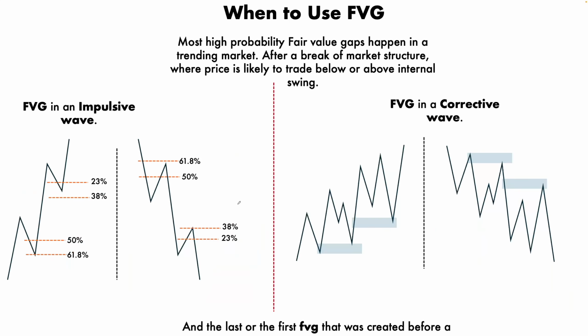Let's see. The first one is that you can use this fair value gap. Mostly the ones that have high probability are in a trending market or after a break of market structure, where price is likely to trade below or above an internal swing. Let me show you what I mean. In a fair value gap that is in an impulsive wave, most of the time you will see that an impulsive wave is 1 here, 2, 3, 4, and 5.